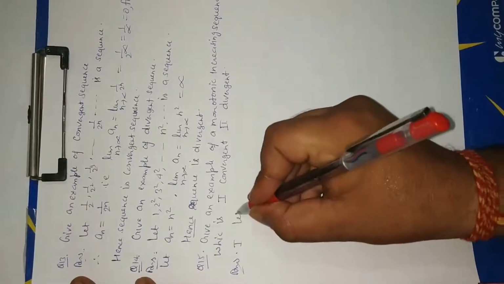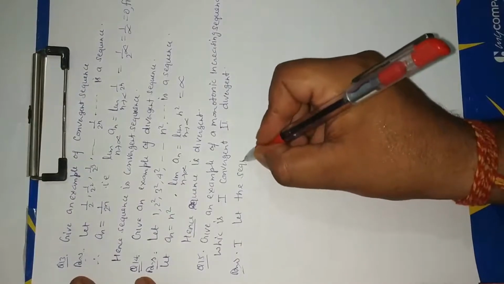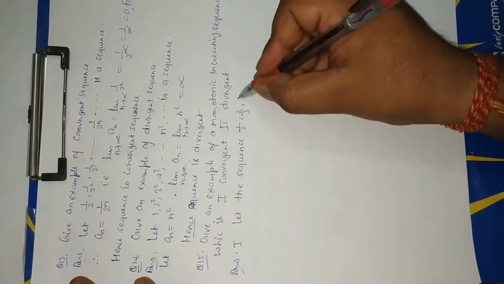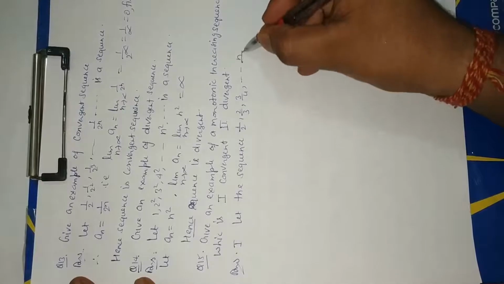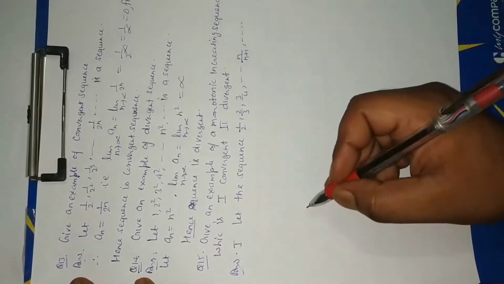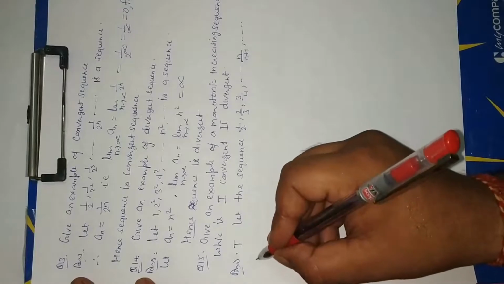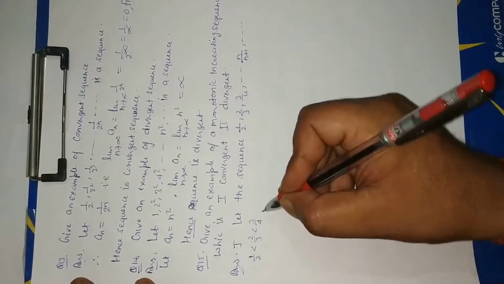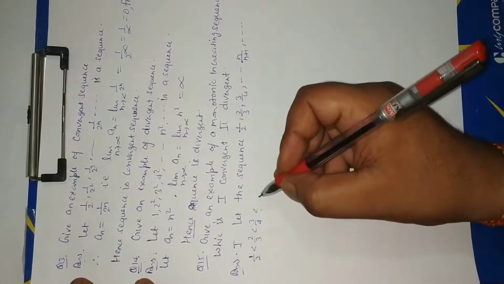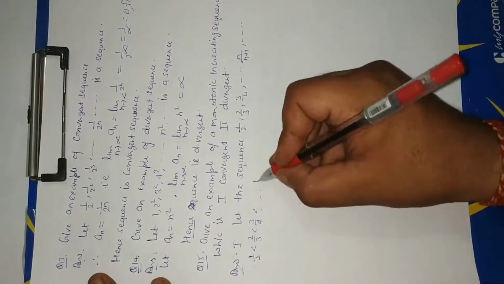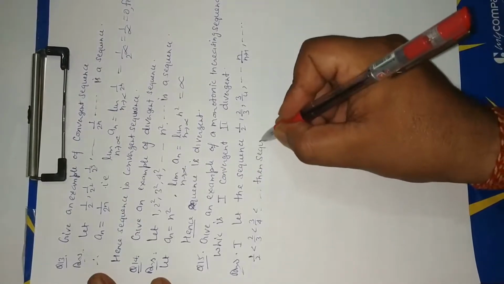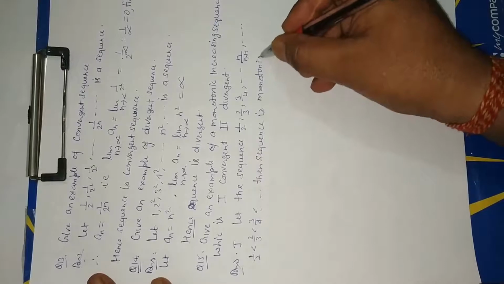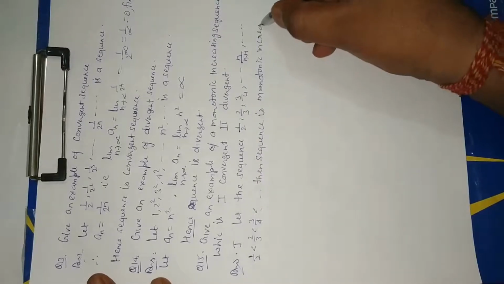Let the sequence, first part, let the sequence 1 upon 2, 2 upon 3, 3 upon 4, up to n upon n plus 1, and so on, in which the terms are 1 upon 2 less than 2 upon 3 less than 3 by 4, and so on. The sequence is monotonic increasing.